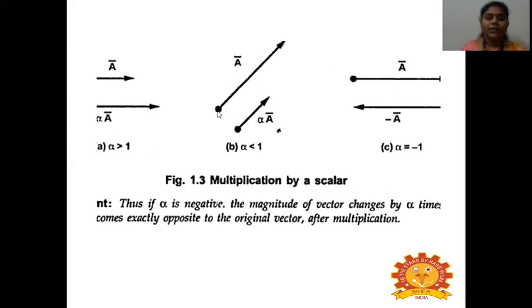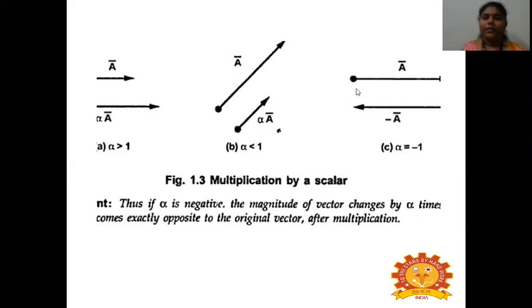Next, consider this as the original vector, whose magnitude is 2. Now consider the alpha value as 0.5, because for our second condition the alpha value should be less than 1. So 2 into 0.5 will give a resultant magnitude of 1. So the length, that is the magnitude of the vector, has been reduced from 2 to 1. This will occur when the alpha value is less than 1.